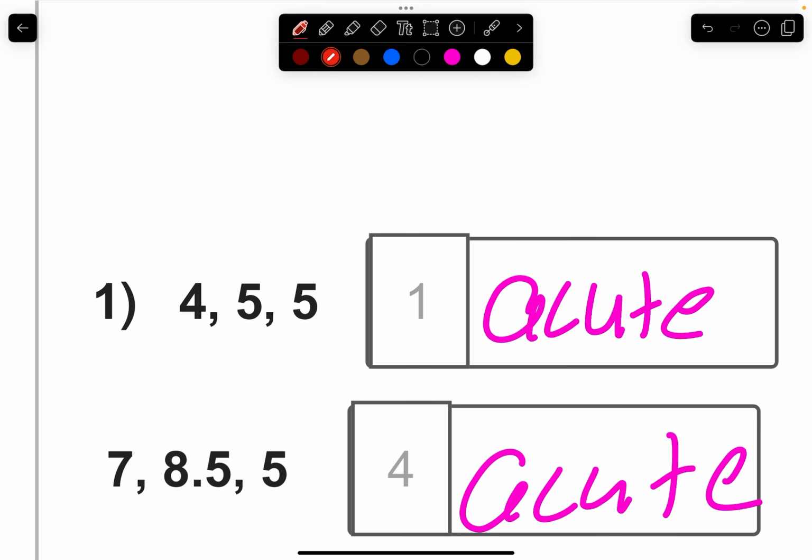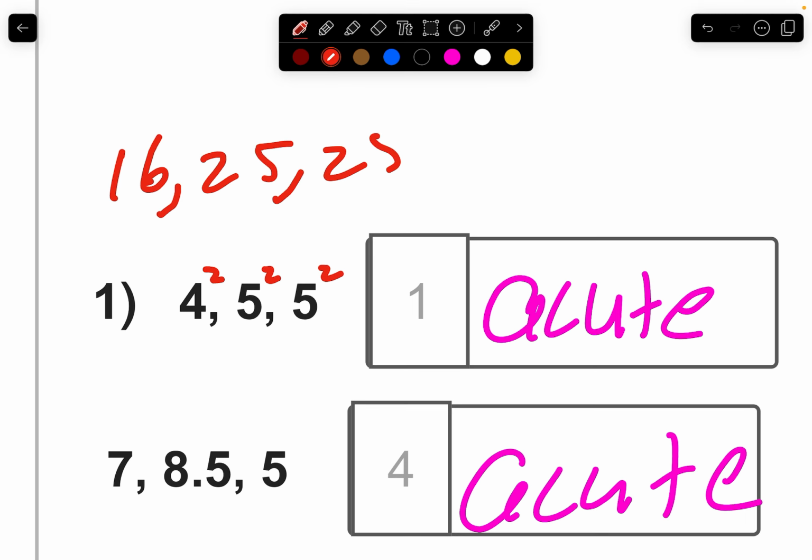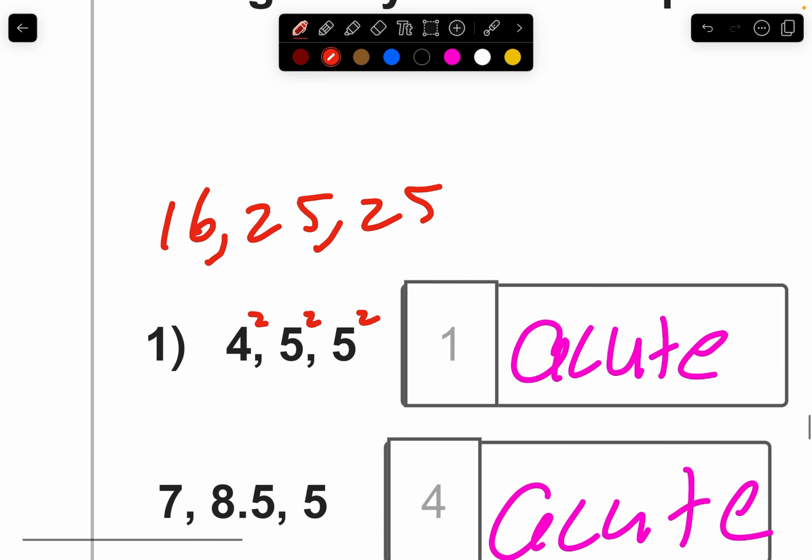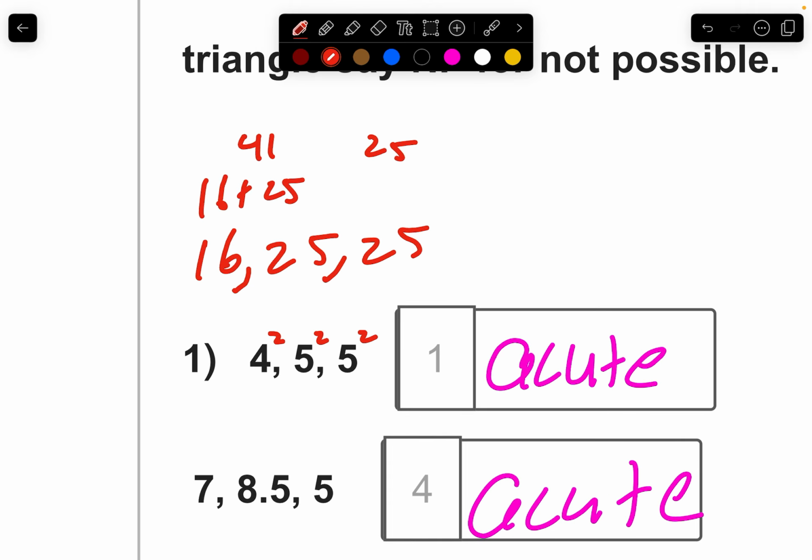So is it a triangle? 4 plus 5 is more than 5. Yes. Once we establish it's a triangle, we're going to square each number. 16, 25, and 25. We add the two smallest ones. 16 plus 25 is 41. So 41's bigger. If c squared is smaller, if the standalone number is smaller, it's acute.